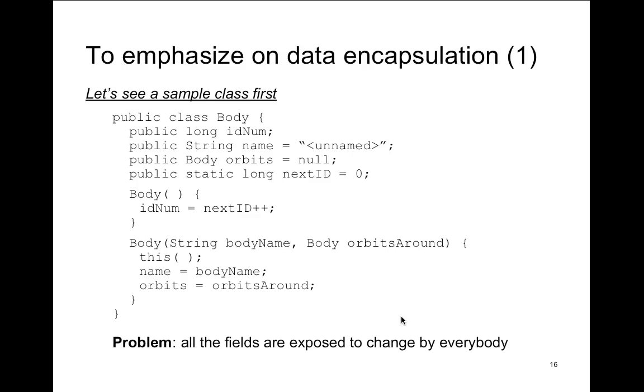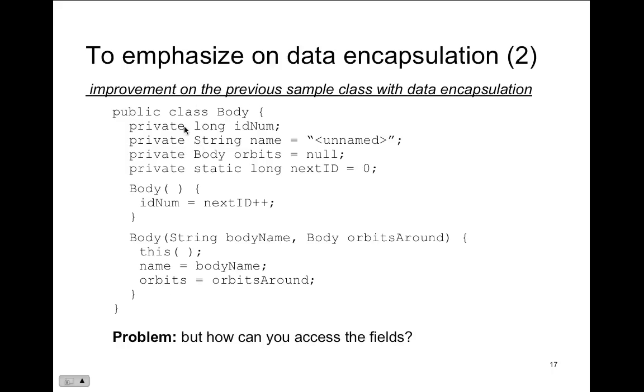So, to emphasize data encapsulation, take a look here. We have the class body, again, with a public. We have the constructor. We've seen this before. So, problem: all of the fields are exposed to changes by everybody because everything is public. So this is the point I was making earlier. Make them private. So these are private.